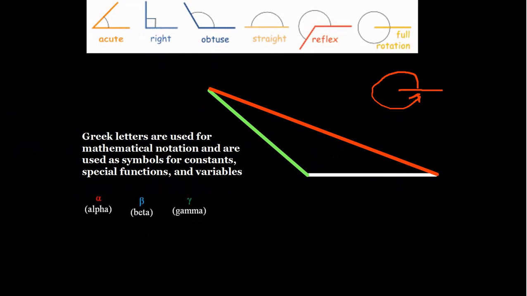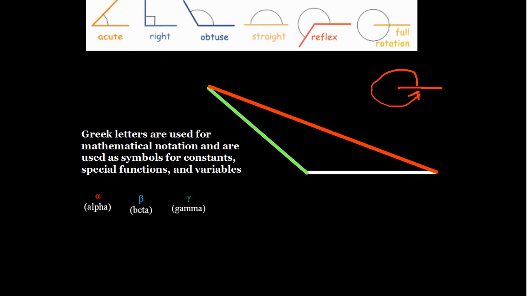Also, as we start looking at and labeling angles, there are two ways to label angles. The first way, we can start by labeling the first angle A. We can label the next angle B. And the third angle, we can label as C.